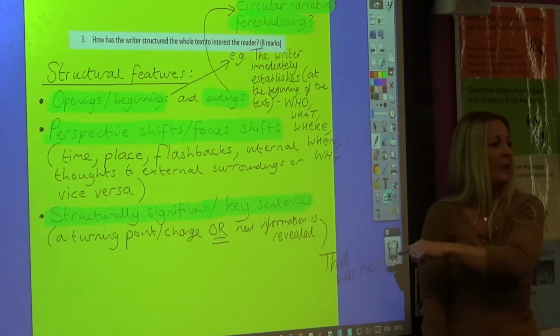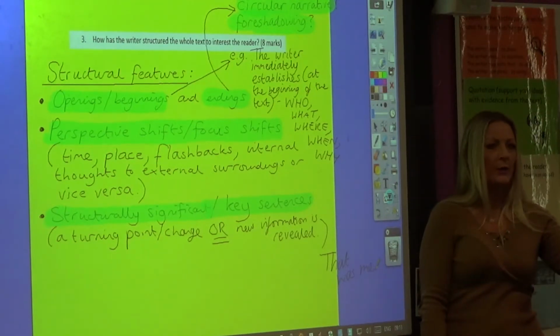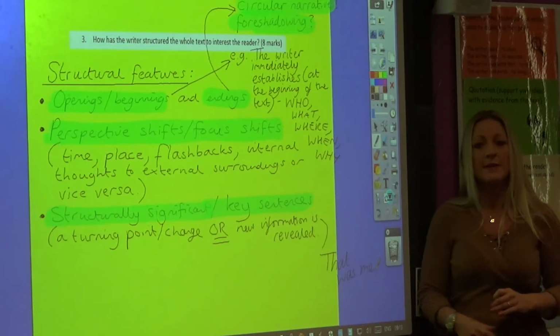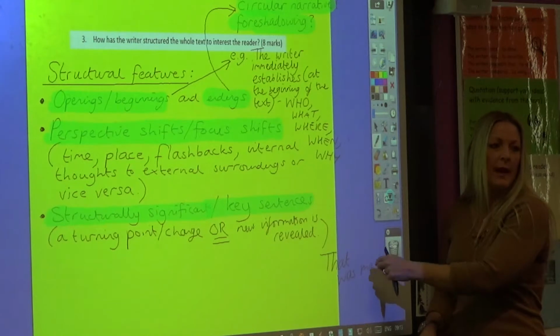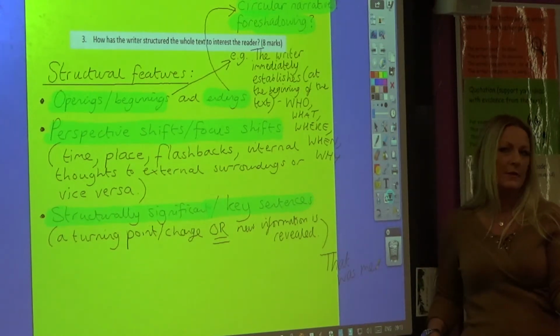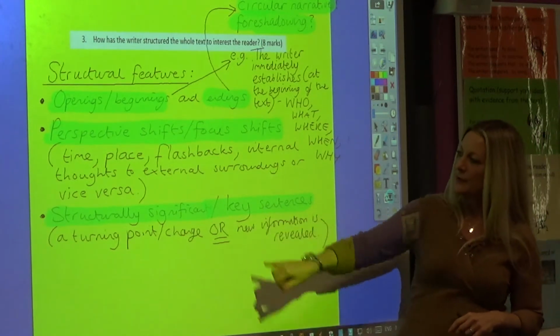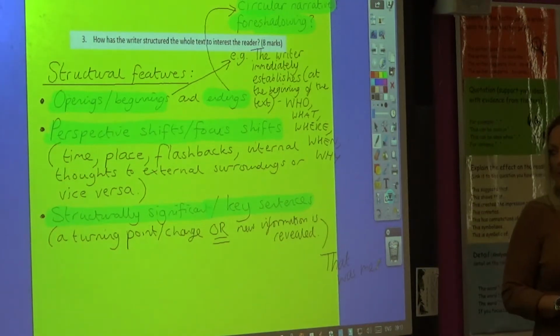Because only at that point can we picture the girl. Do we know who the protagonist is, who the narrator is? So new information is revealed. We now know who the story is going to be focused on. So look out for your structurally significant or key sentences.